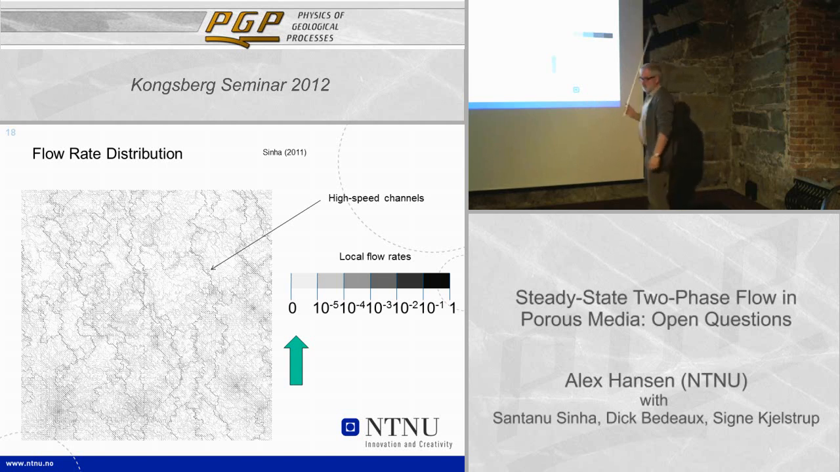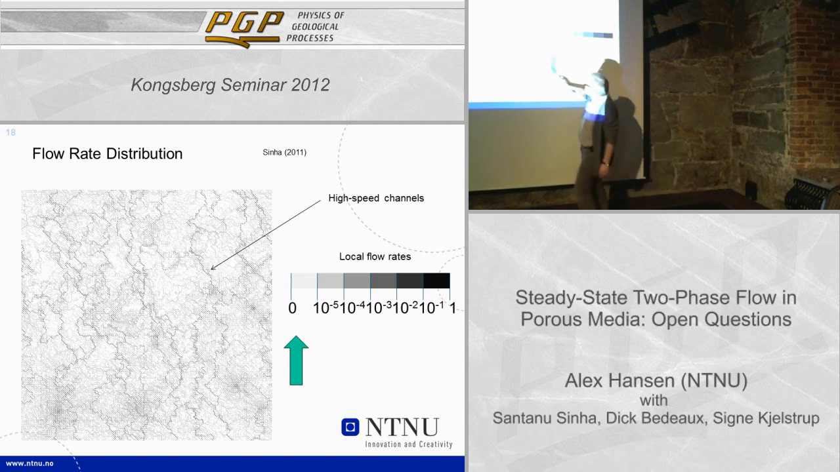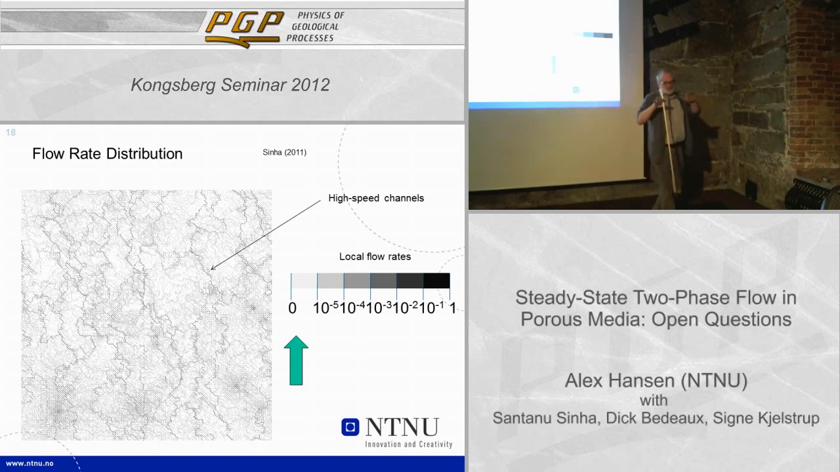Here's something you can do on a computer, which you cannot do in an experiment, and that is to look at the flow rate distribution. Here are the flow rates now color coded. White means slow and dark means fast, and this is on a logarithmic scale. What you see is basically a highway network of flow rates, and in between, you'll have much lower rates.